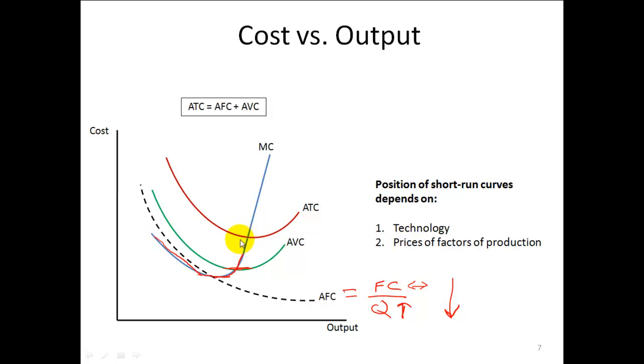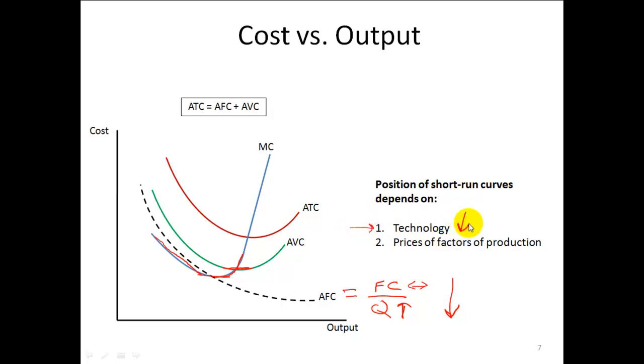A couple of other points to keep in mind here, and this is a potential question that might show up on your exam, which is the position of short run curves, and what is it that determines the position of short run curves. Now, this is fairly intuitive. Let's say that there's an improvement in technology. So the chairs that you are producing, you can now do so with a machine that is half the cost, or your new machines can produce twice the number of chairs in the same time. What will that do to your cost curves? What that will do is shift the cost curves downwards.